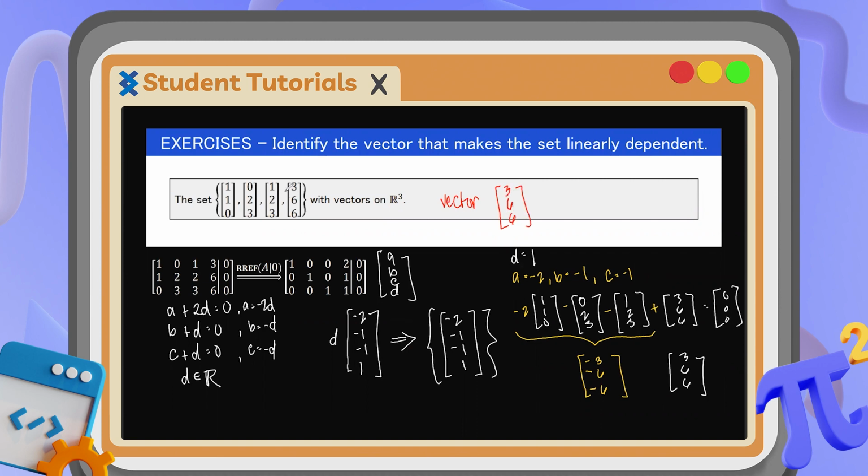When we eliminate 3, 6, 6, you can verify for yourself that by removing this vector in particular, the result would be linearly independent. When we remove this vector, you create a set that is linearly independent.